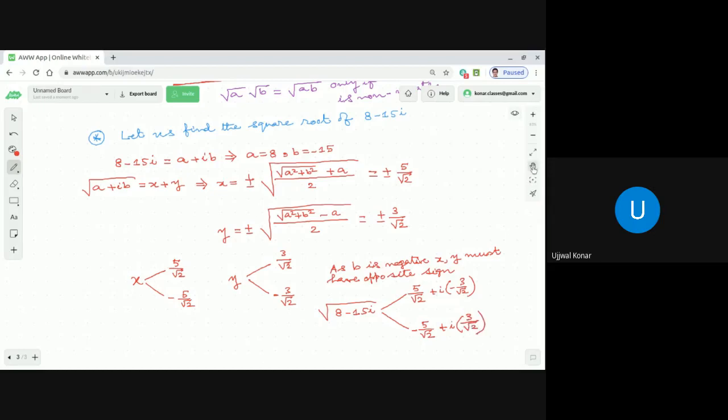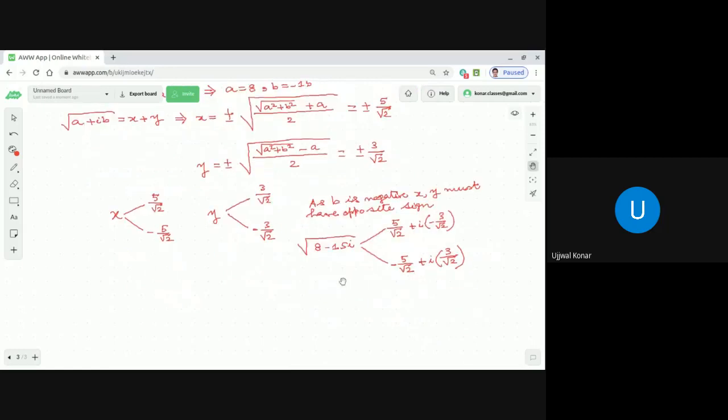Now if we club together, okay, that 5 by root 2 plus i into minus 3 by root 2 and minus 5 by root 2 plus i into 3 by root 2, then we will get square root of 8 minus 15i is equal to plus minus 1 by root 2, you can take common, you can write (5 minus 3i). Any doubt, please do let me know. Absolutely clear, dear students?